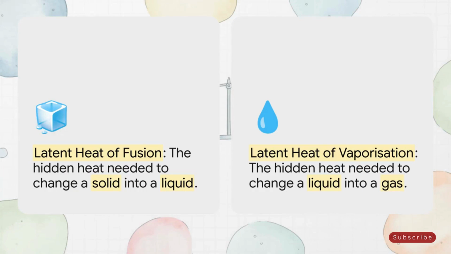And you've basically got 2 types you need to know. There's the latent heat of fusion, which is the energy needed for melting a solid. And there's the latent heat of vaporization, which is the energy needed for boiling a liquid. This is a big one for exams, folks, so make sure this concept clicks.